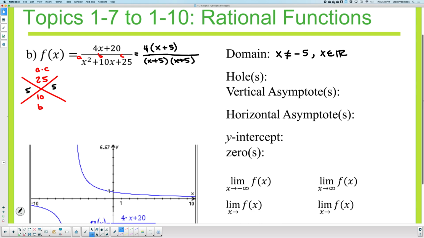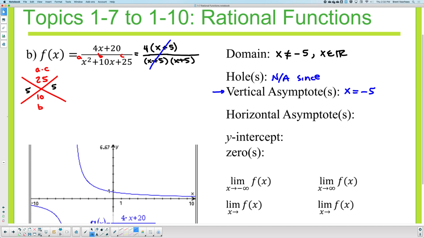Now, what can I do here? I can cancel, which makes you think that's removable. However, there's still a plus 5 left over. So on a hole and vertical asymptote, the vertical asymptote is kind of like more powerful. It'll trump it. And since there's still a plus 5 remaining, x still cannot be negative 5, even after I cancel it. So we're going to have x cannot equal negative 5 as a vertical asymptote or an infinite discontinuity, not as a hole.